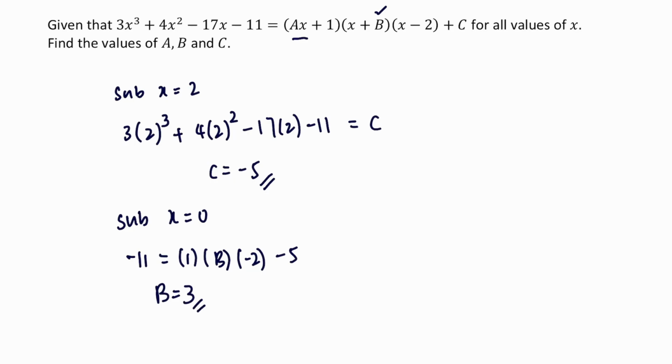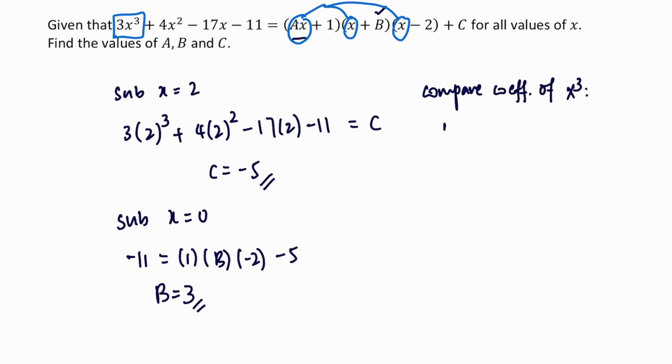So to solve for a is the same thing. When we expand the first term of each bracket, meaning this times this times this, the multiple of this term will always give you the highest power on the left side. So you can again do the same thing, compare coefficient of x cubed. You realize that a is equal to 3.